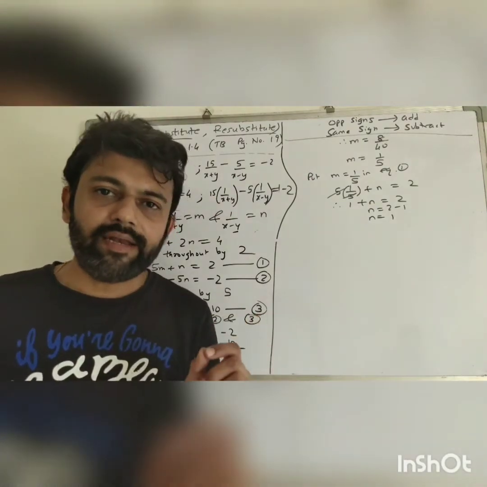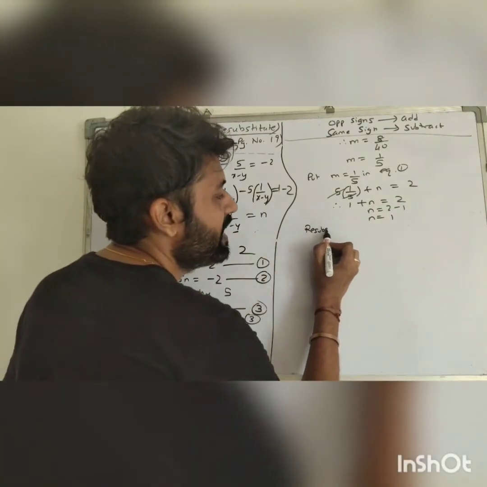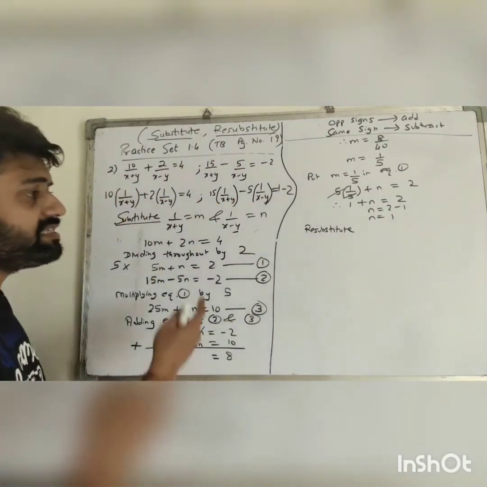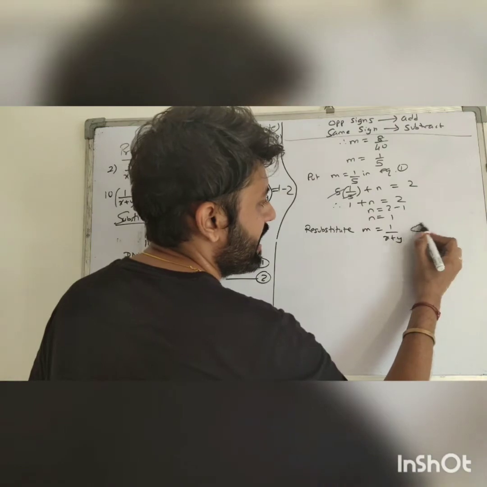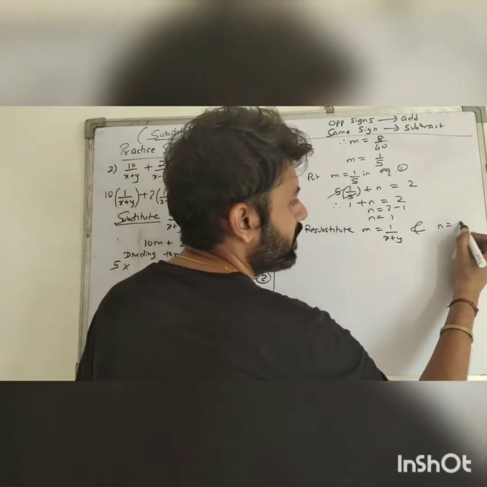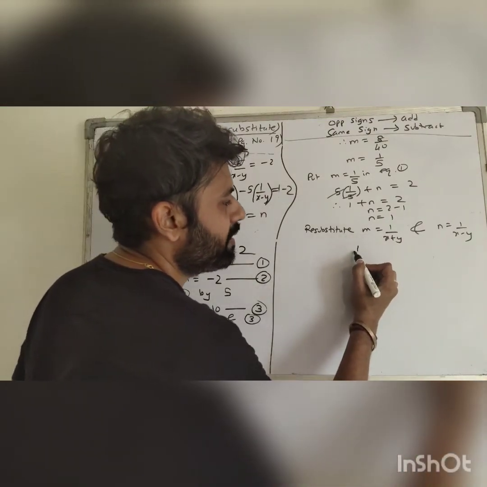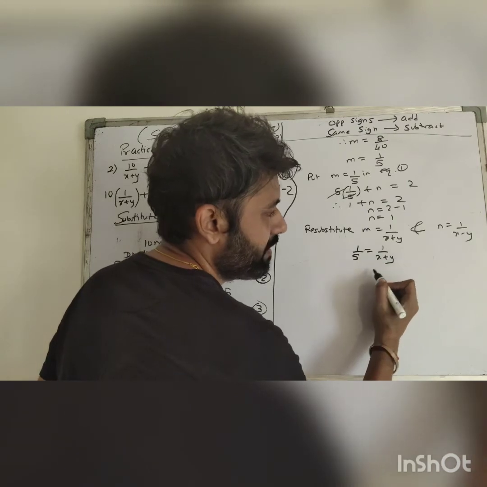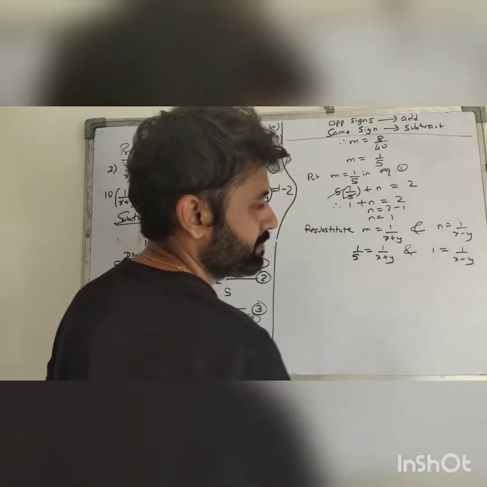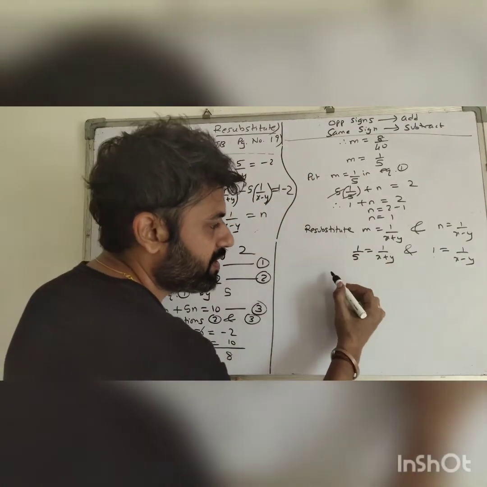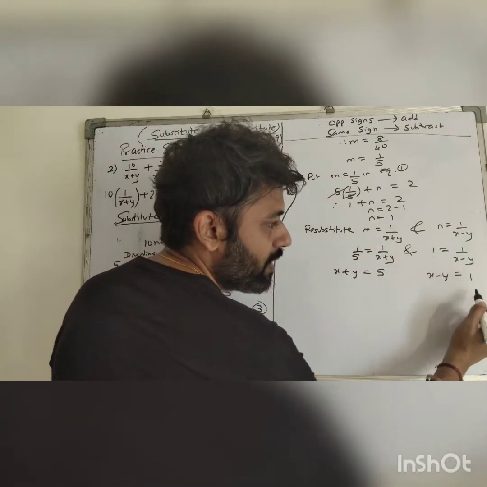Remember, the values of m and n are not final. After substitute, we always have to resubstitute. Resubstitute means write it the other way around. m is equal to 1 upon x plus y and n is equal to 1 upon x minus y. The value of m is 1 upon 5 is equal to 1 upon x plus y and 1 is equal to 1 upon x minus y. This x plus y will be transferred here, so we get x plus y is equal to 5, and x minus y is equal to 1.